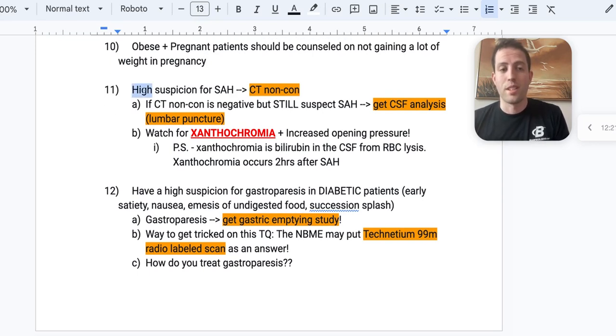All right, question 11. If you have a high suspicion for subarachnoid hemorrhage, what do you do? Diagnostic workup, CT non-con, boom. You have to know this cold. This is a very, very basic, you have to know if you want to pass the exam type of question.